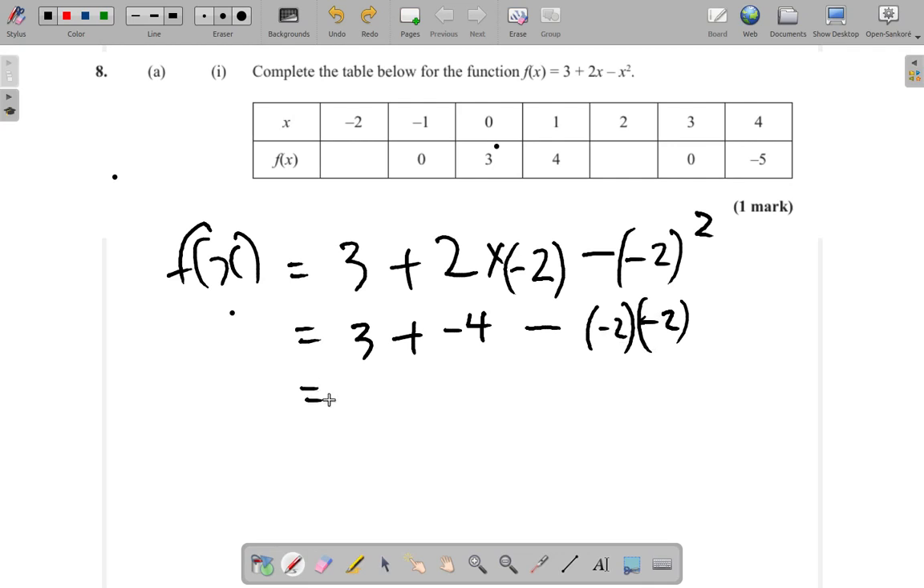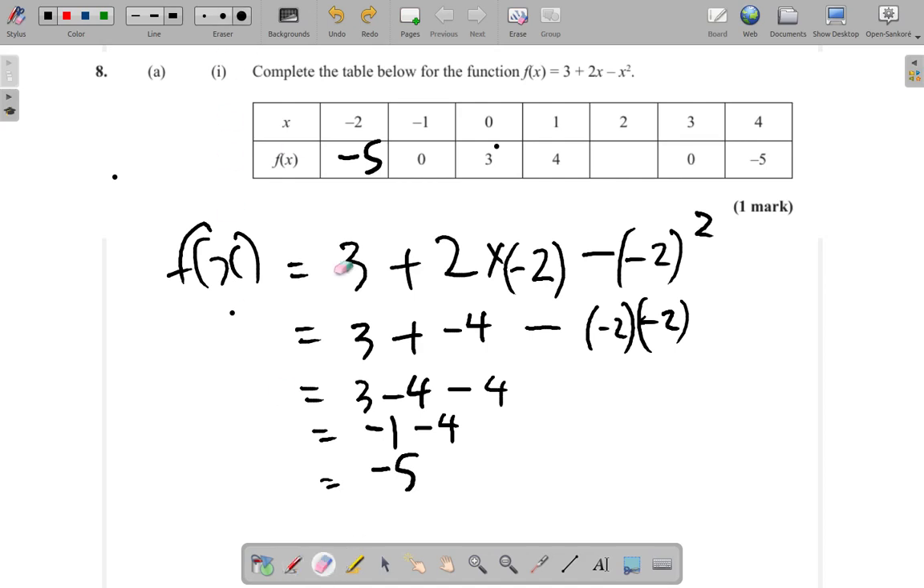So what you have is 3 plus negative 4 is really 3 minus 4, minus 2 times negative 2. Negative 2 times negative 2 is positive 4. So 3 minus 4, that's going to be negative 1 and minus 4. Negative 1 minus 4 is negative 5. So you have a negative 5 here. What about the 2 now? The positive 2.